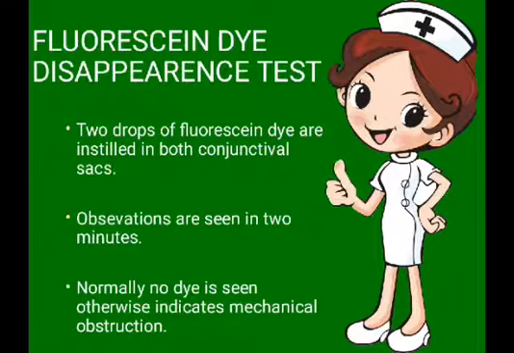This test is also done with the help of a slit lamp. The doctor will examine the patient at the slit lamp after putting fluorescein dye in both conjunctival sacs. Observations are made in only 2 minutes. Normally no dye is seen. The result is normal if no dye is present in the patient's eye. If any dye is present, then it indicates mechanical obstruction.